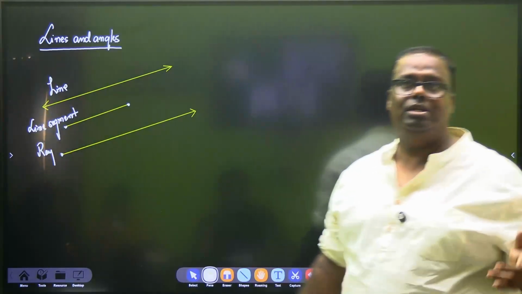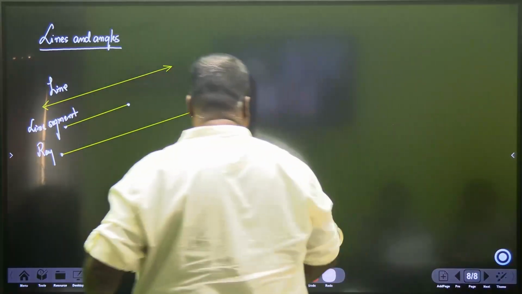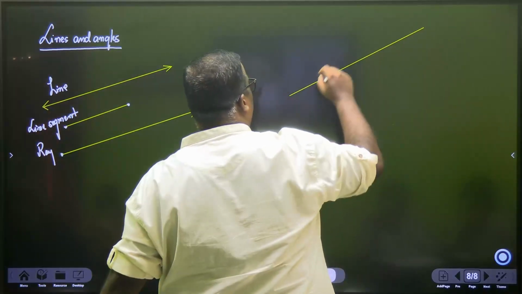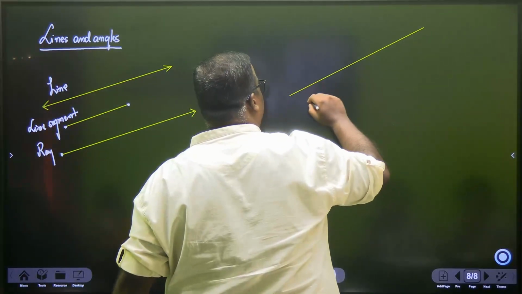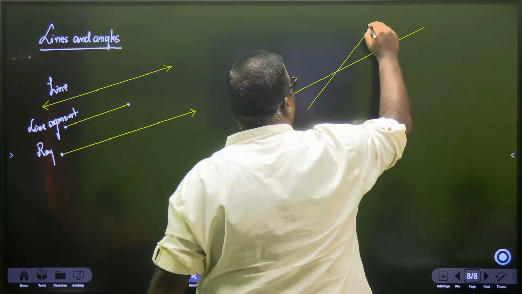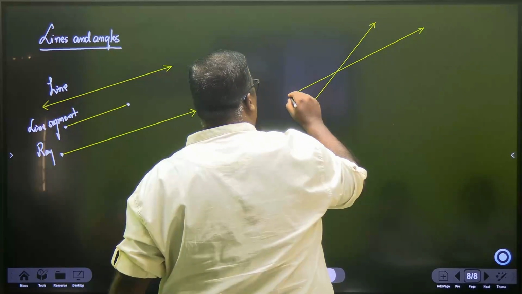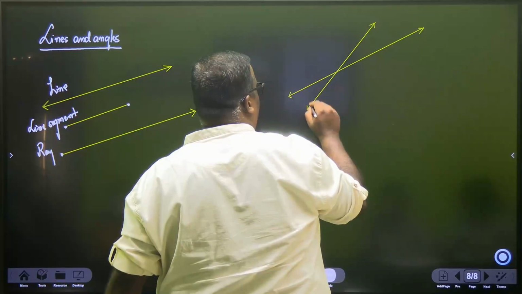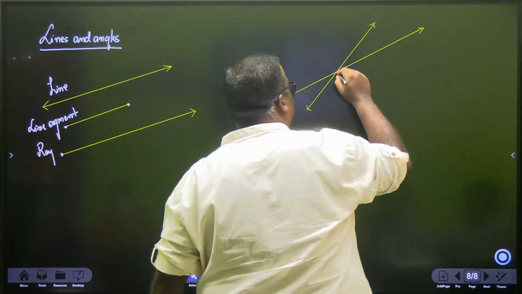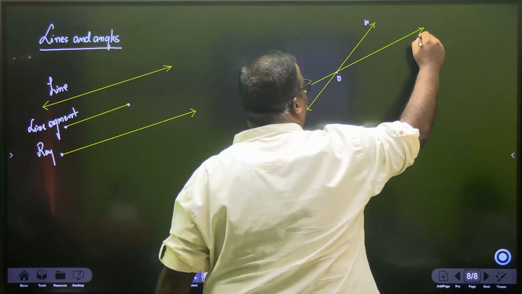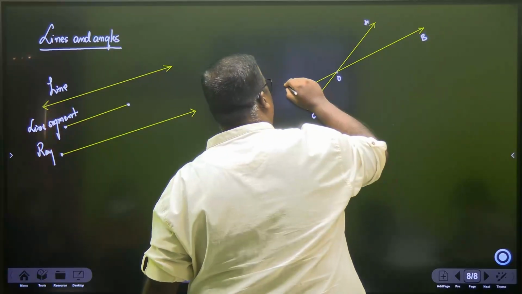So let's now start with two lines which are intersecting. Two lines can intersect only once. I hope you are clear with this. Whenever two lines intersect, there will be a point of intersection. Say this is my point of intersection, and I'm naming the lines as O, A, B, and I'm naming this as C and D, right?